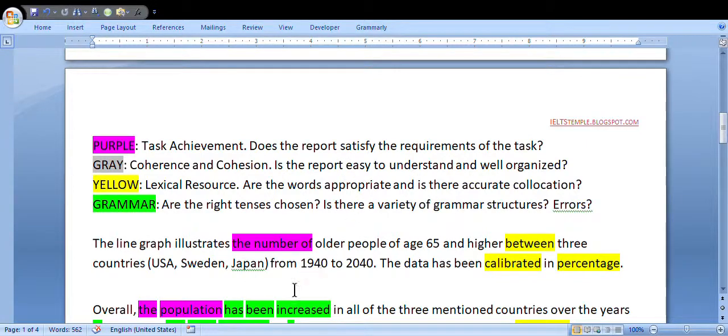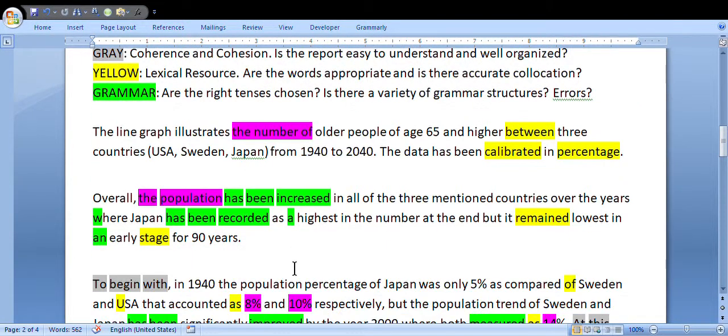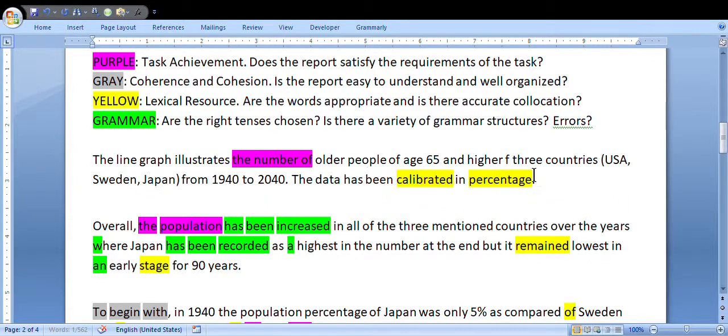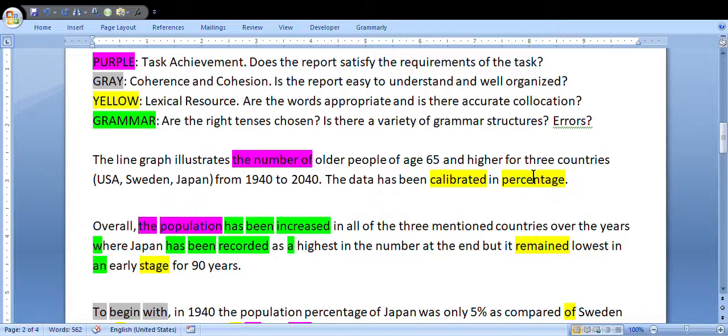Okay, is the report easy to understand and well organized? Well, I think we should actually go back here. All right, so the line graph illustrates the number of older people of age 65 and higher between 3 countries. Now, I know you're trying to change the words and not use in, but collocation-wise, between doesn't fit there. We could say for 3 countries. If you just repeat in, it's fine. You don't have to change every word.